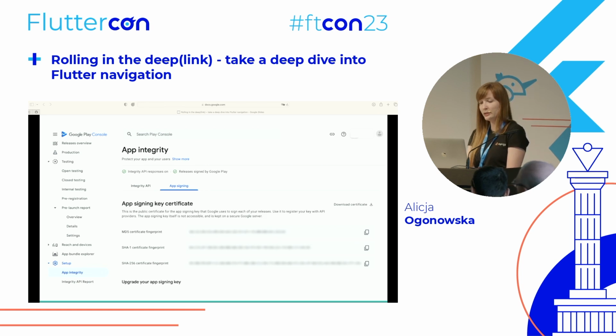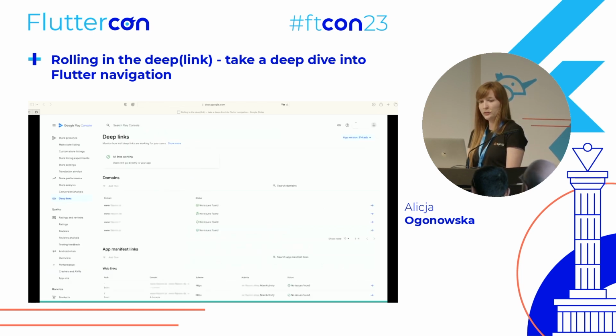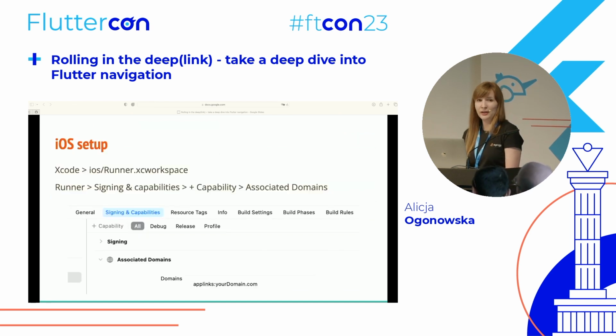And speaking of the Google Play console, they also have a nice section about deep links. So if you have your app already published, you are able to check there which domains you are supporting, which paths, and if there are any errors. Thankfully or sadly, my current setup is just perfect, so I couldn't show you an example of an error.